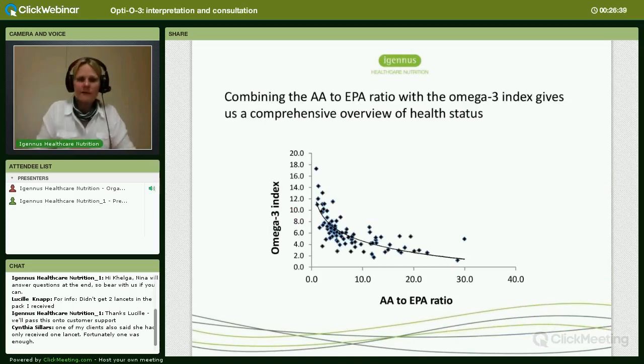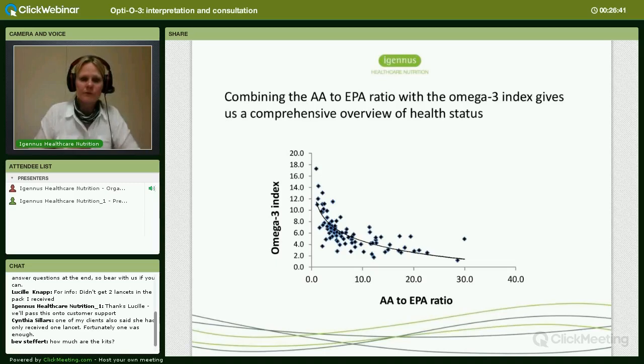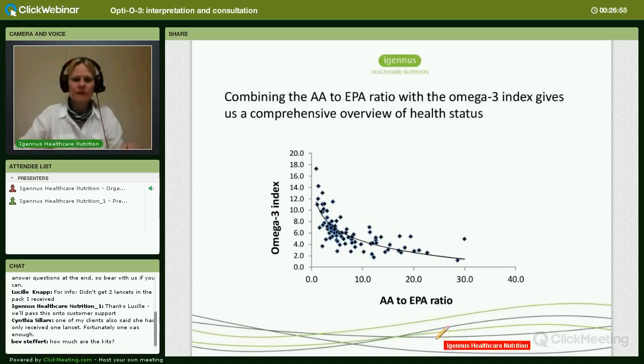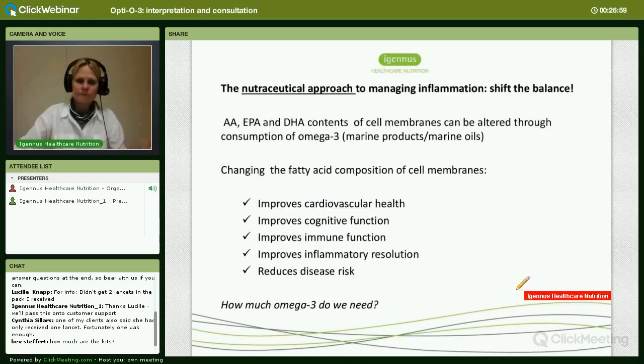And as you would expect, there is a correlation between the omega-3 index and the AA to EPA ratio. So the higher your omega-3 index, the lower your AA to EPA ratio, which is what we want. This is a nice healthy status, and obviously vice versa. So the lower your omega-3 index, the higher your AA to EPA ratio. And so that's the test itself.